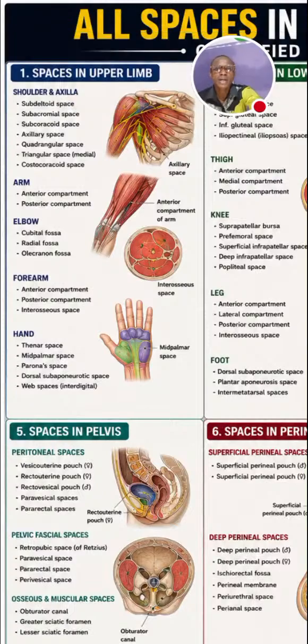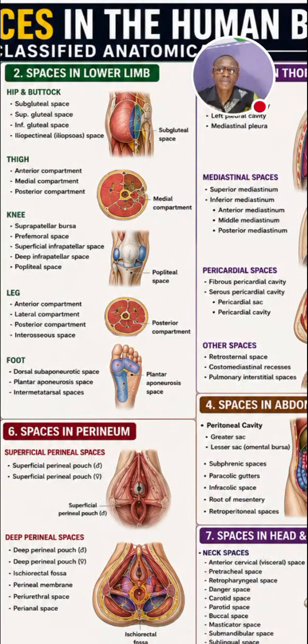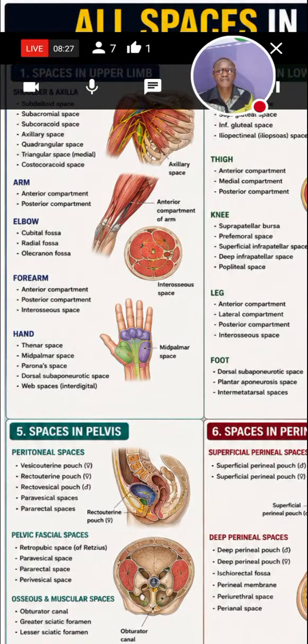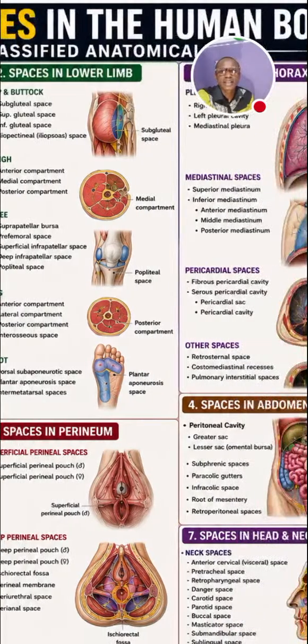Okay, let's move on. This is for the upper limb. You can see the lower limb, and the spaces in the hip and buttock. For example, in the upper limb, those of us who are going to be writing MB, and those in year two, can see how many spaces you have in the hand. Okay, how many spaces? 5 spaces. In the forearm, how many spaces? 3 spaces. In the elbow, how many spaces? Check closely. In the arm, how many spaces? Shoulder and axilla, how many spaces? So we're beginning to lay this foundation.